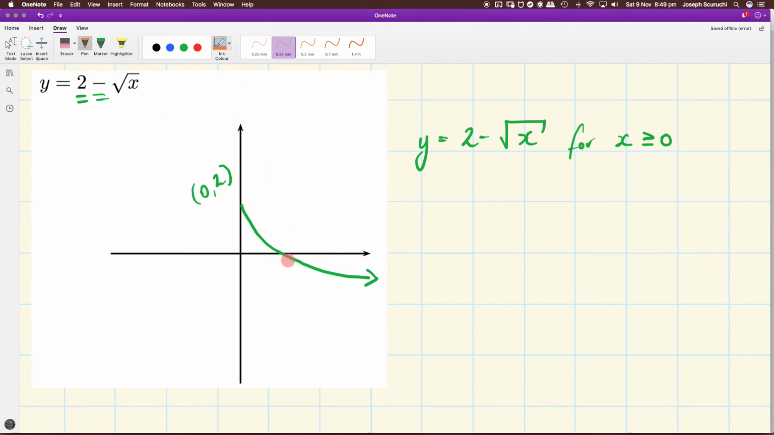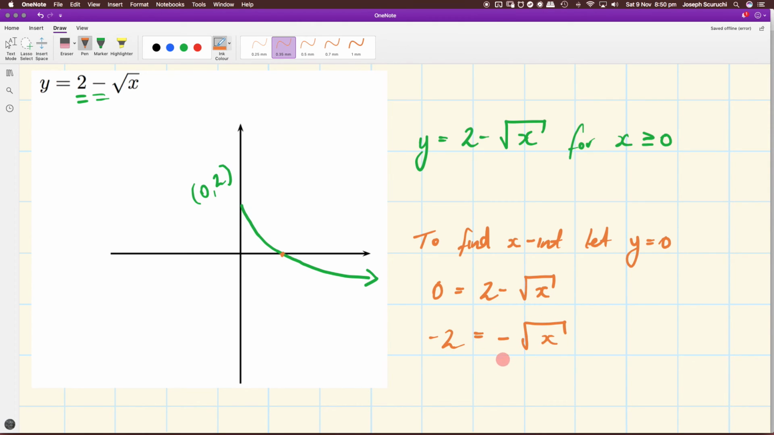And then I have this x-intercept. To find the x-intercept, let y equal 0. 0 equals 2 minus the square root of x. I'm going to move this over to that side and divide both sides by negative. And then I'm going to square both sides. So I'm going to be left with 4 equals x. So this point here will be 4, 0.